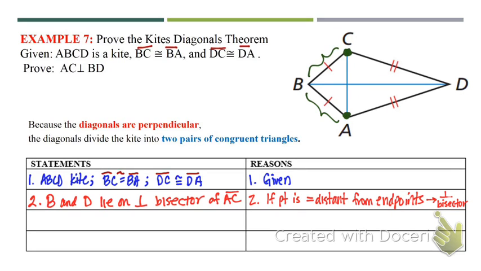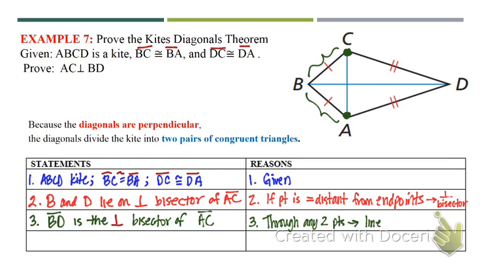Since BD lies on the perpendicular bisector, then we know that BD is the perpendicular bisector, because if we connect those points, through any two points there is a line. And then by the definition, we know it's perpendicular. Okay, so that was just proving the kite diagonal theorem.